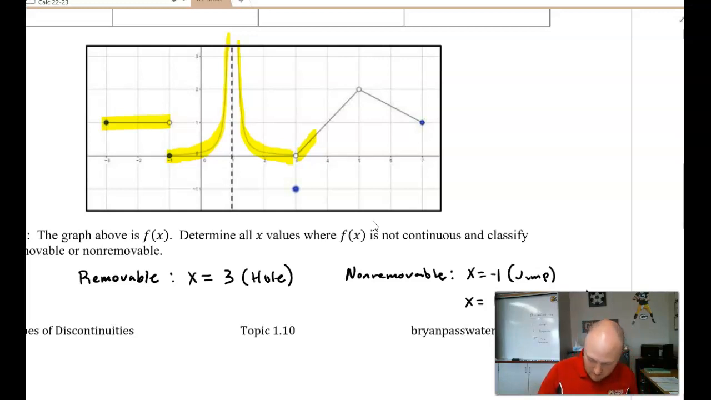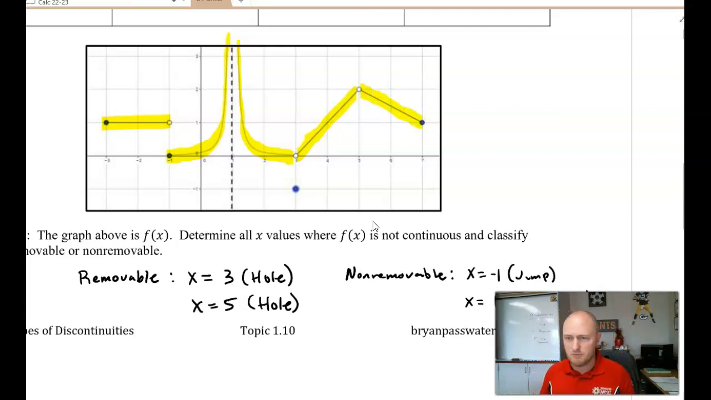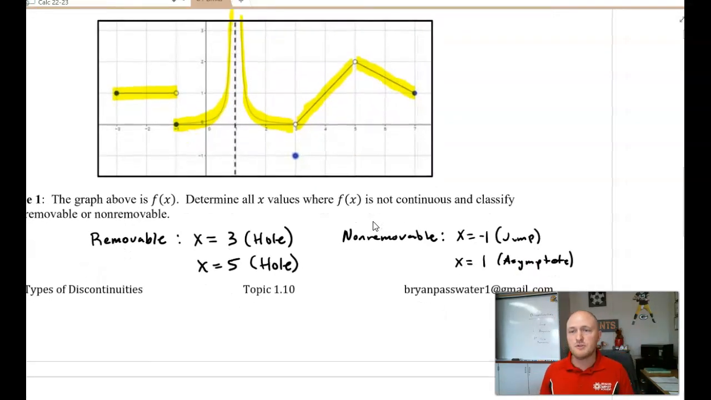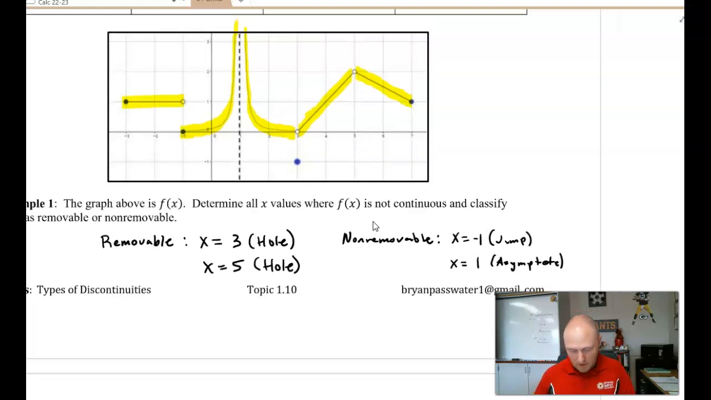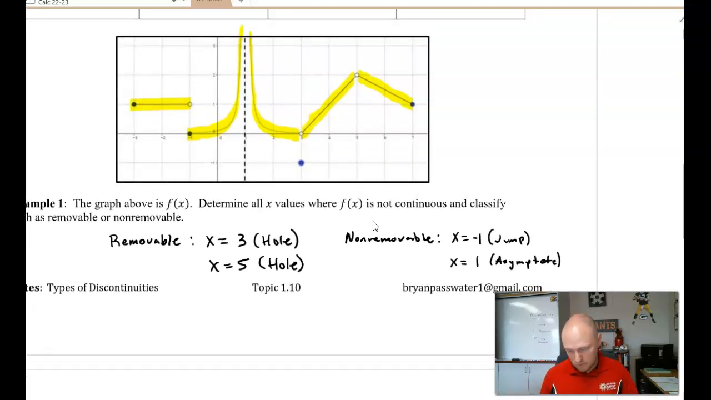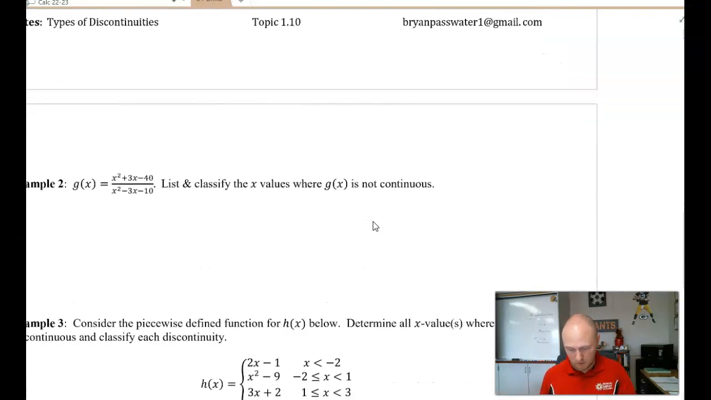And let's keep going ahead and drawing. Whoop. Oh, there's another hole right there at 5. Notice at 5, the function value is not defined. Not that that plays any part in what we're doing, but I just wanted to point that out. Okay, so those are discontinuities. We have a jump, we have an asymptote, and then we had 2 holes in this example. The holes are removable. Jumps and asymptotes are non-removable.